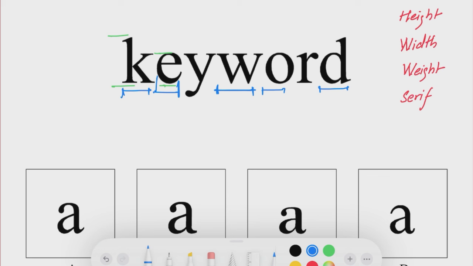Weight is basically how thick it is. So we are talking about the thickness of the font. You will find that O, D, E, all these look almost similar. So this is about the thickness of the font. And serif is basically what kind of ending we are getting. Here we have a slanted ending. Here we have a straight ending, but a straight ending can also be like this. So this is the serif of the font.